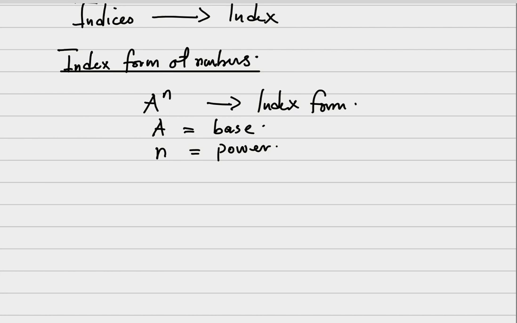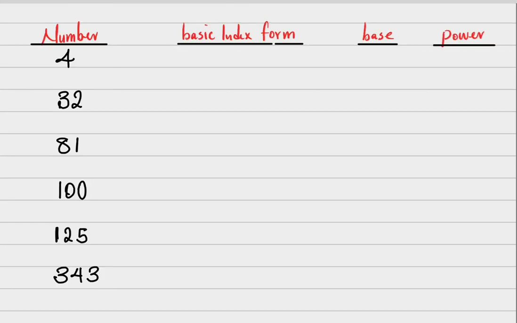Now let's see some examples of numbers in index form. So check it below. Below is the table of examples. Now I have 4. Do you know that this 4 can actually be 2 times 2? And how many of the 2's? We have 2 of them. So this is actually 2 raised to power 2. That is, the index form is 2 raised to power 2. Remember the form, index form. So if you check, the base here is 2 and the power is 2.